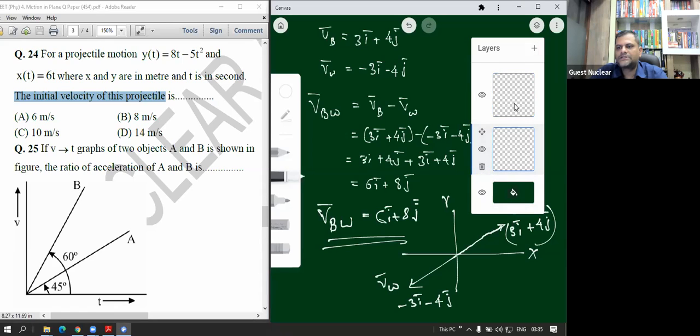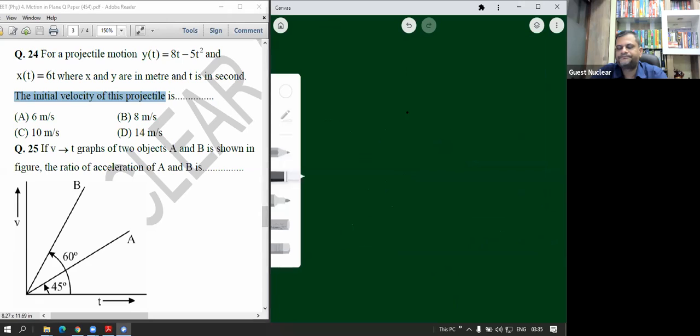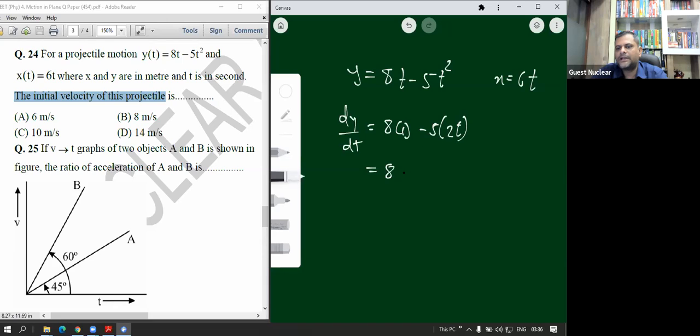What we have to do here is, since y is equal to 8t minus 5t square and x is equal to 6t, how much will dy by dt be? dy by dt, meaning its derivative, will be 8 into 1 minus 5 into 2t, which is actually going to be 8 minus 10t, correct? This is the vy, which is called the vertical or y component of velocity, and here the x component of velocity can be obtained by differentiating x with respect to time, which is 6 only, which we can call vx here, which is 6.